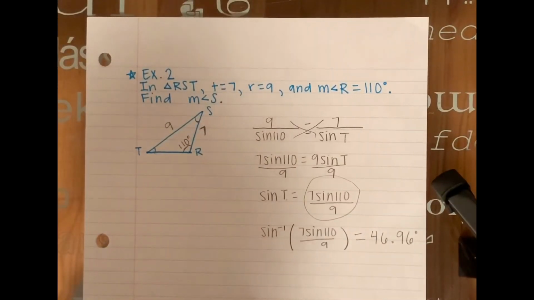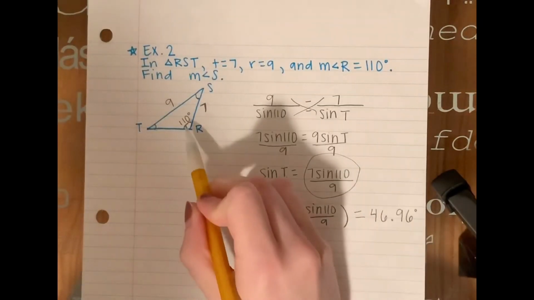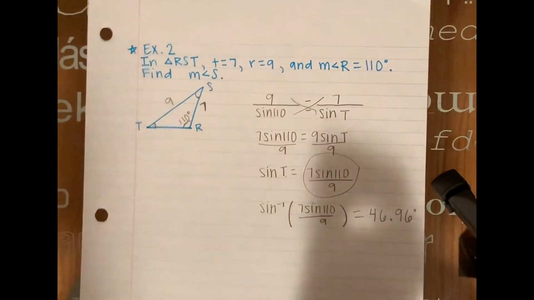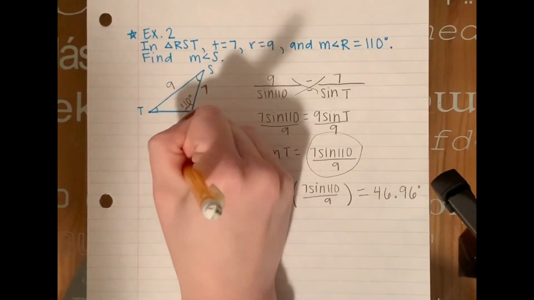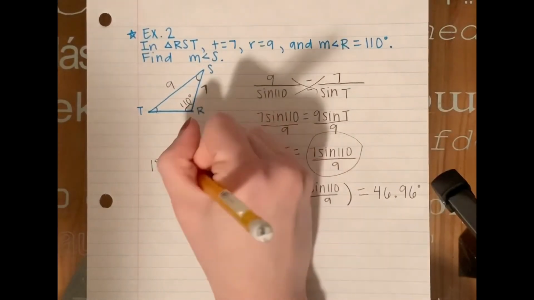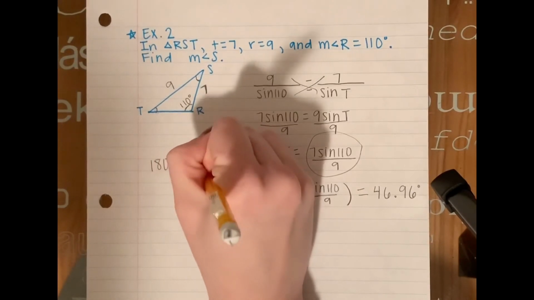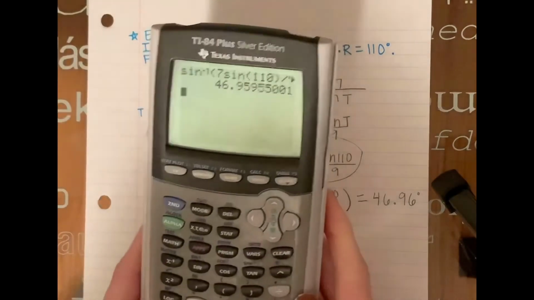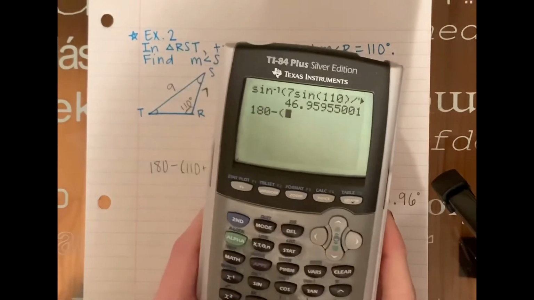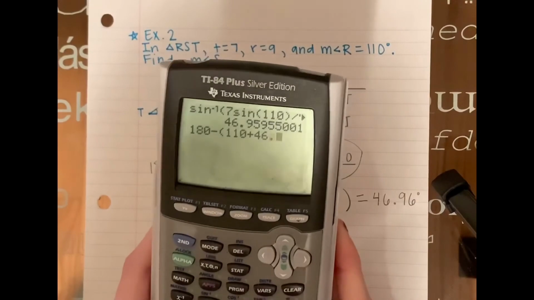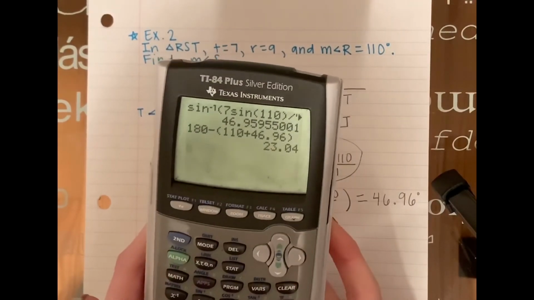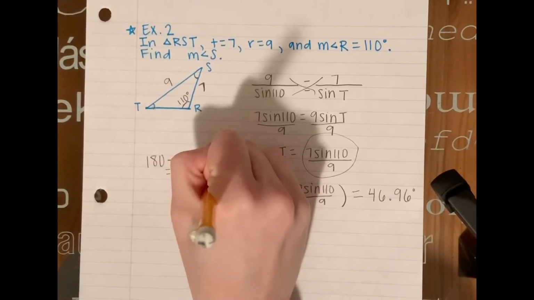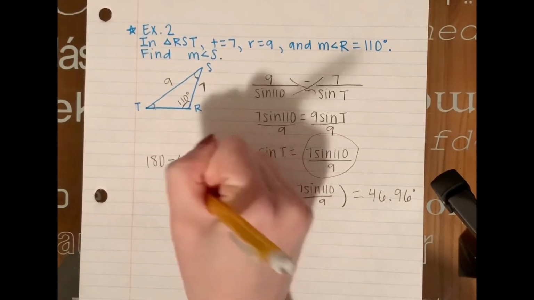Now we need angle S. The way we'll get that is we know this plus 110 plus angle S has to equal 180. So we'll do 180 degrees minus 110 plus 46.96. And you should get 23.04 degrees. And that would be your answer, angle S.